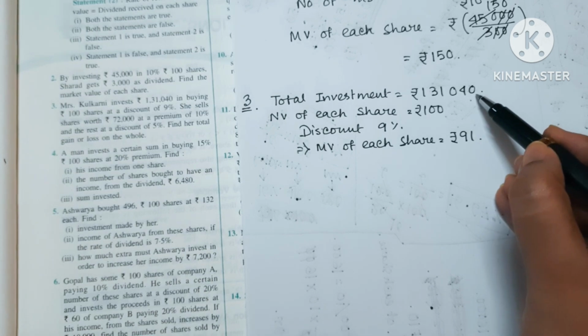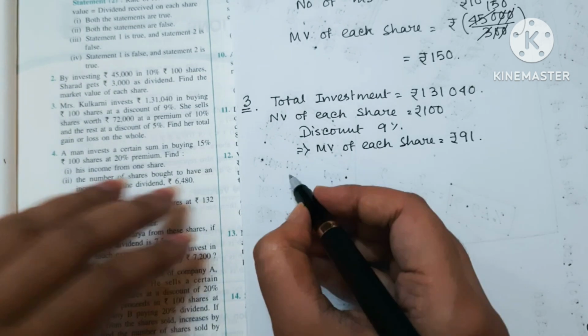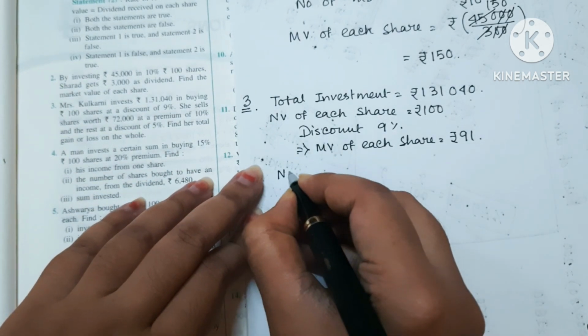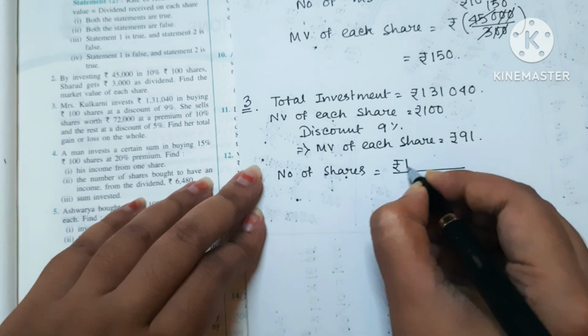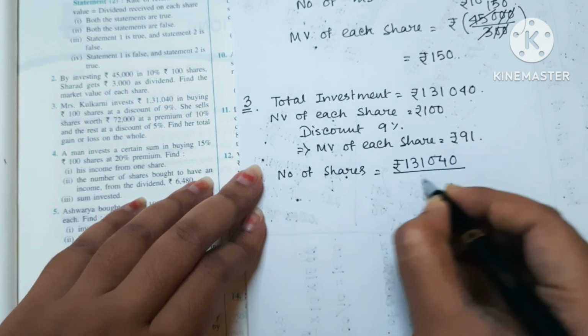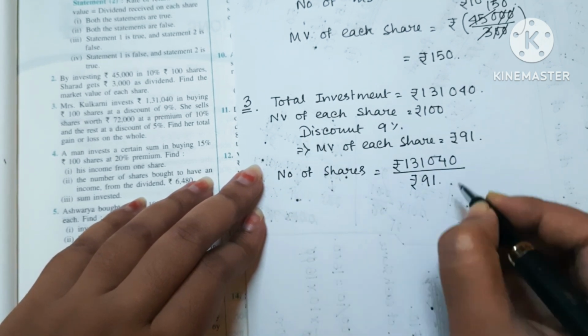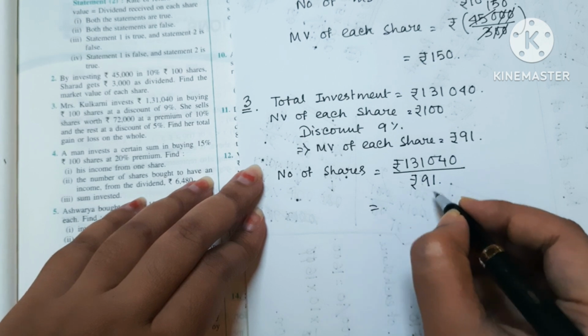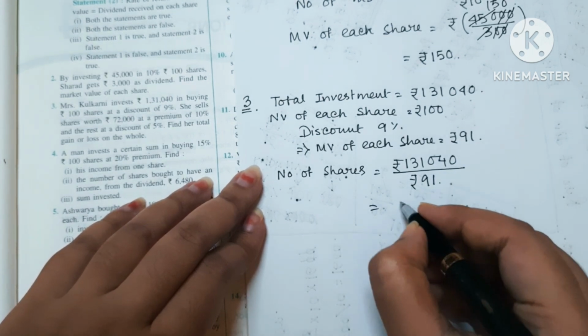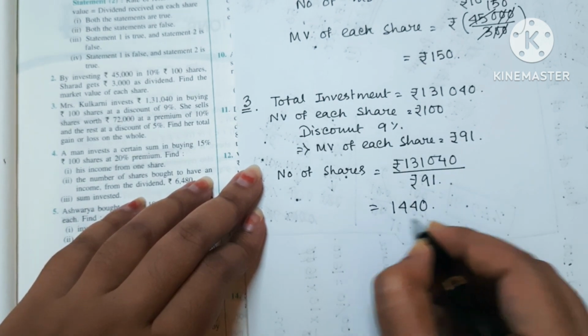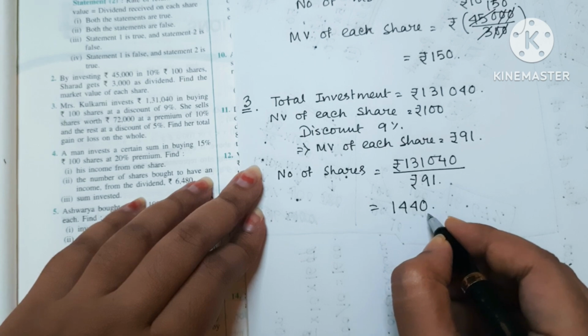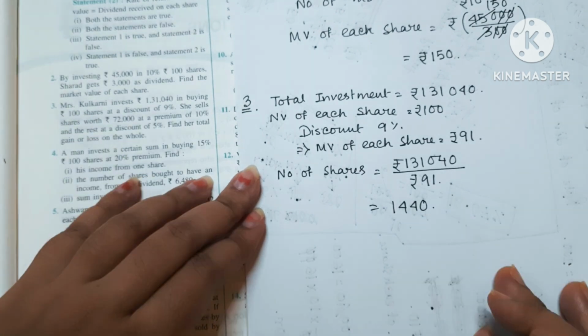Okay, this is total investment, this is market value, that means total number of shares 131040 divided by rupees this one. Okay, total investment by market value. So if you divide, you will get 1440. These are the total number of shares of that Mrs. Kulkarni.